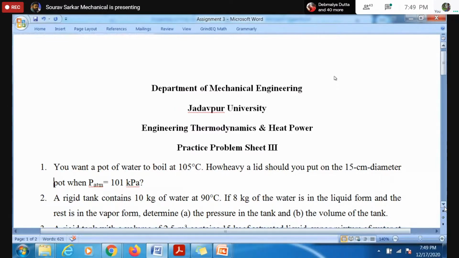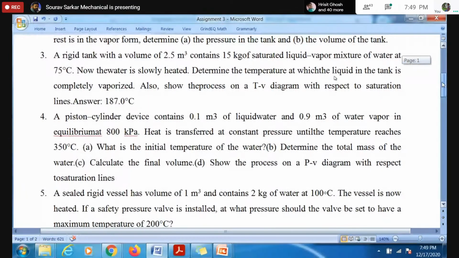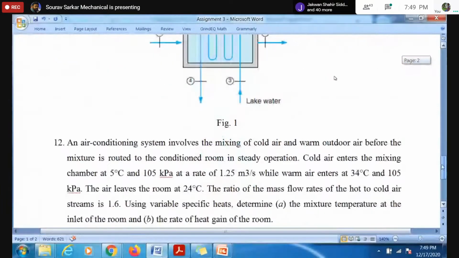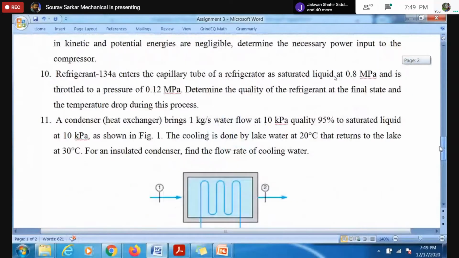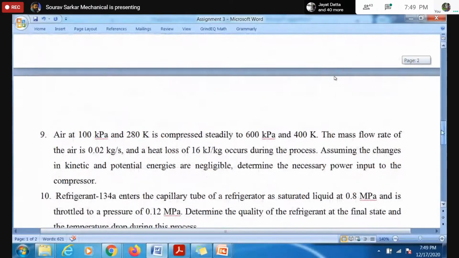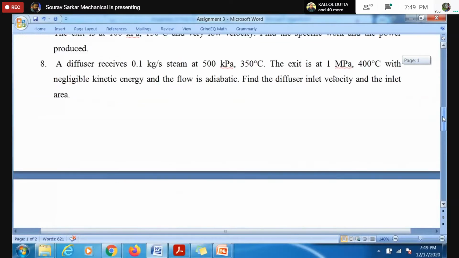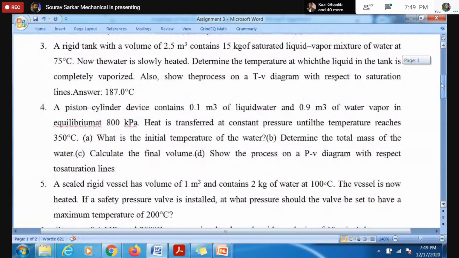Okay. Let's see. I am just forwarding this assignment. If you have time today, there are several interesting problems. Maybe there are only 11 or 12 problems. It is based on the previous 2 chapters. One is from your steady state energy equation, and the other is from your pure substance. So read these 2 chapters and try to solve these problems.